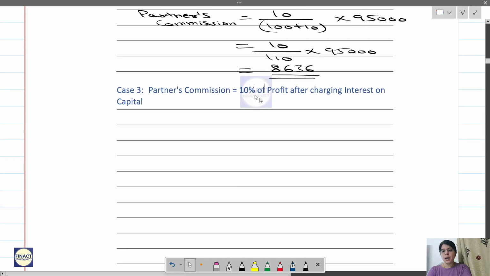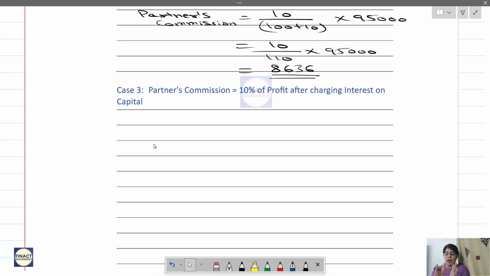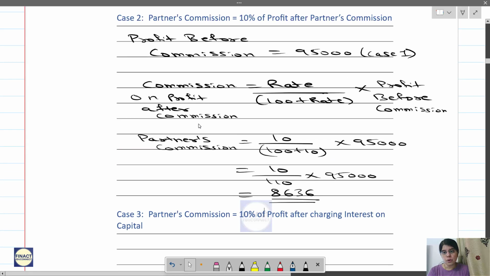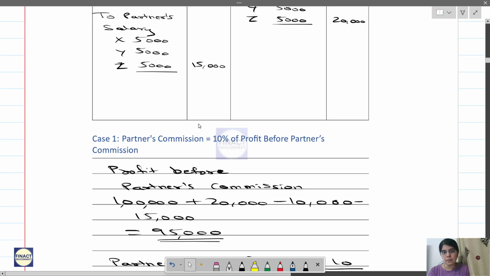Now see case 3, partner's commission is 10% of profit after charging interest on capital. So what they are saying, whatever is the profit you have got after charging interest on capital, minus interest on capital, whatever profit you get after deducting interest on capital, partner's commission will be 10% on that. So let us go to your profit and loss appropriation account one time.